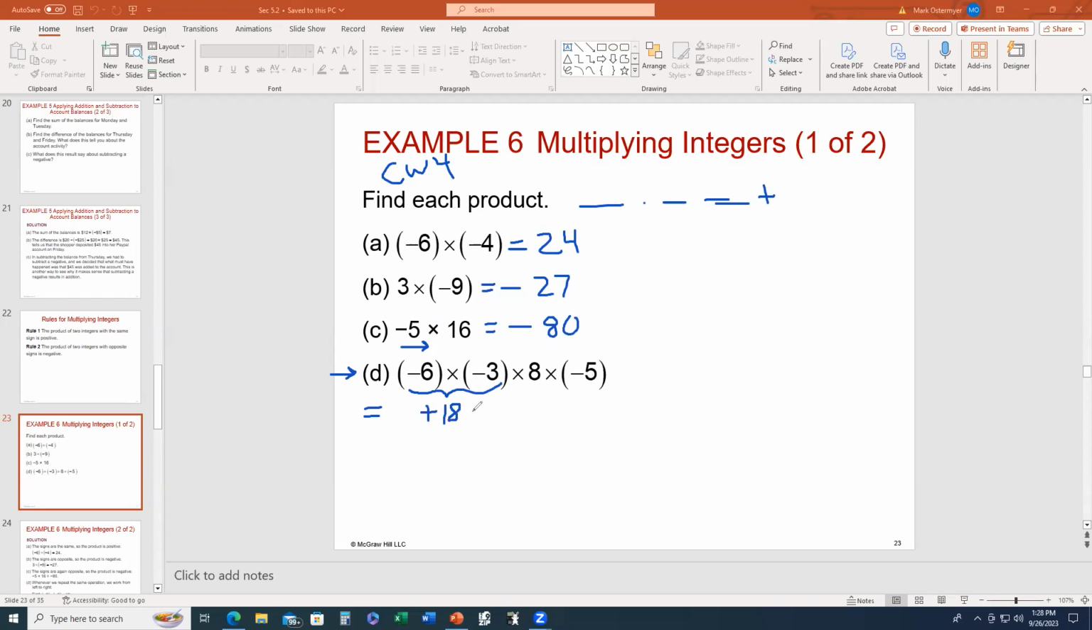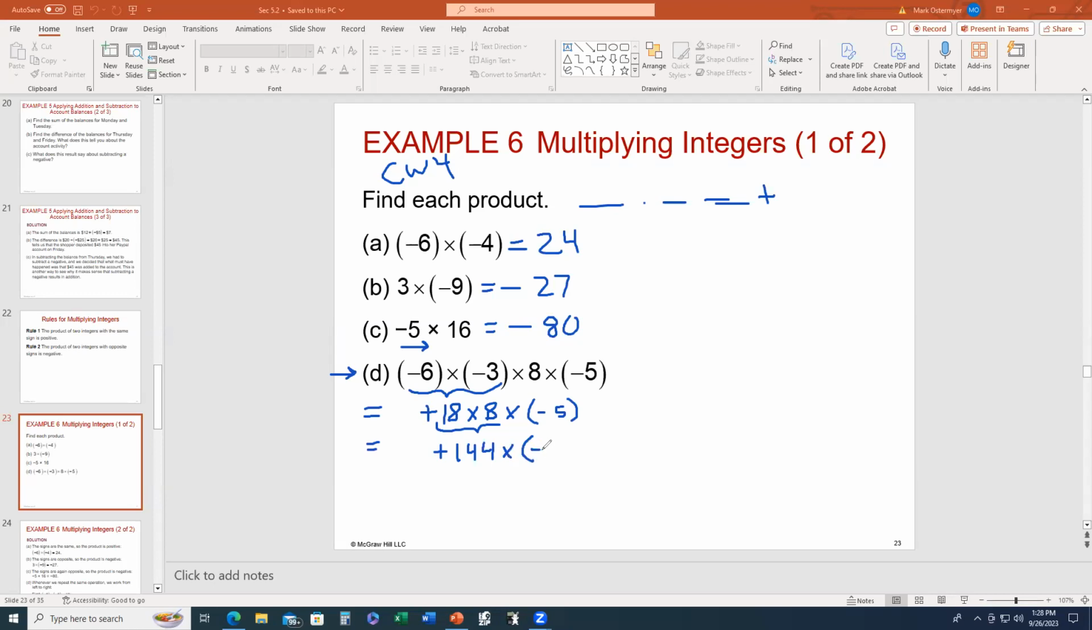Now I'm going to bring down everything I haven't gotten to on my next line. This is foreshadowing something to come when we get into the order of operations. We want to show all our steps. Now continue to work from left to right. What's a positive 18 times a positive 8? Positive times a positive is a positive. What's 8 times 18? 144. Bring down the multiplication, bring down the -5.